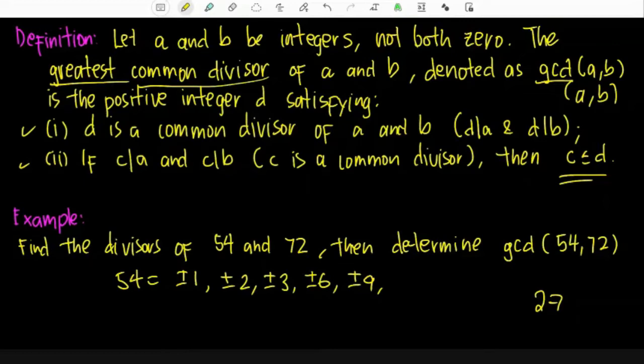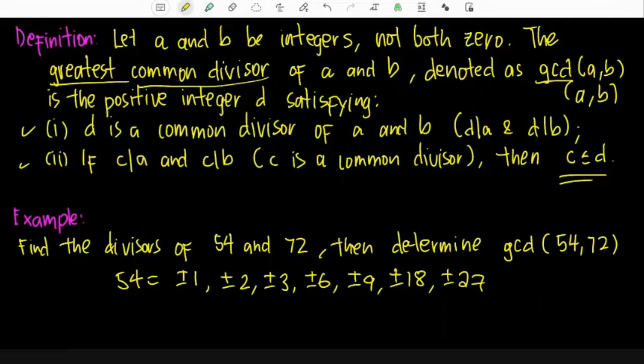6 times 2, 12. Divisor ba ang 12? Hindi. Kasi ang greatest niya na factor, 2 na. So, hindi na pwede, yung 12, 4 times 3. Pero yung 2 times 9, 18, divisor pa din. 18 times 3, di ba? So, plus minus 18. Of course, yung sarili niya, tsaka yung negative niya, divisor din. Ayan yung mga divisor ng 54.